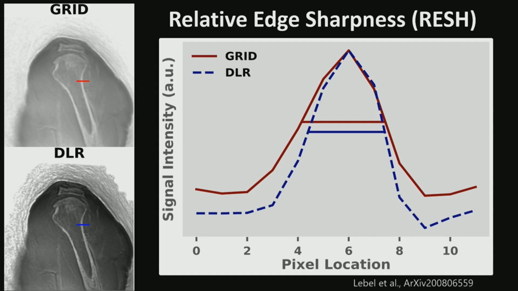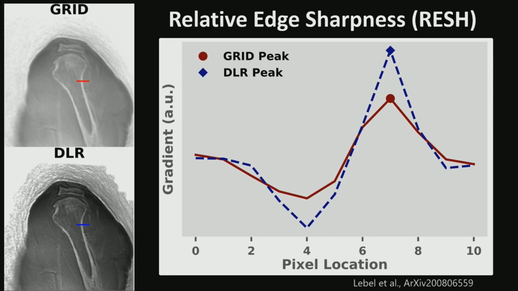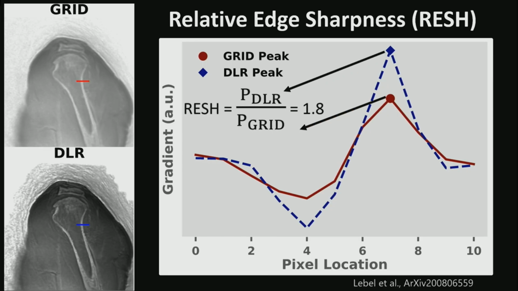To quantify the image sharpness, we use relative edge sharpness. We start from the line profile. We compute the gradient of the line profile and determine the peak amplitude of the gradient. Relative edge sharpness is defined as the ratio between peak amplitudes. And as you can see, a higher peak amplitude means higher sharpness. And in this case, we see that it is 1.8 times sharper from deep learning compared to the gridding counterpart.